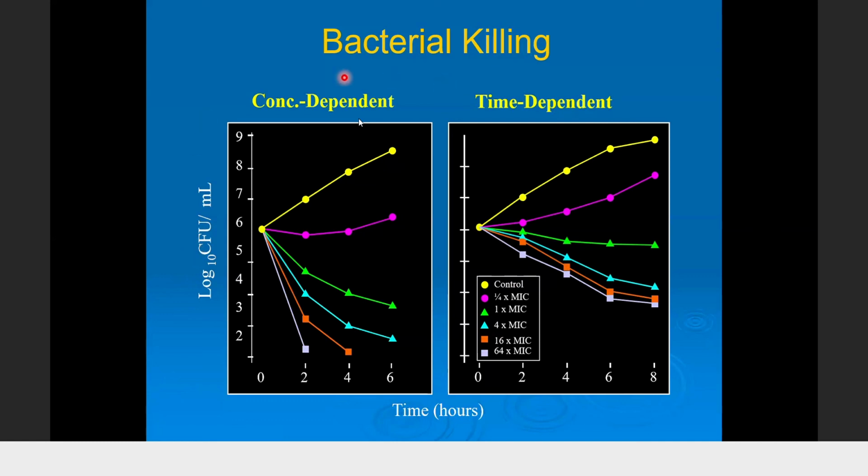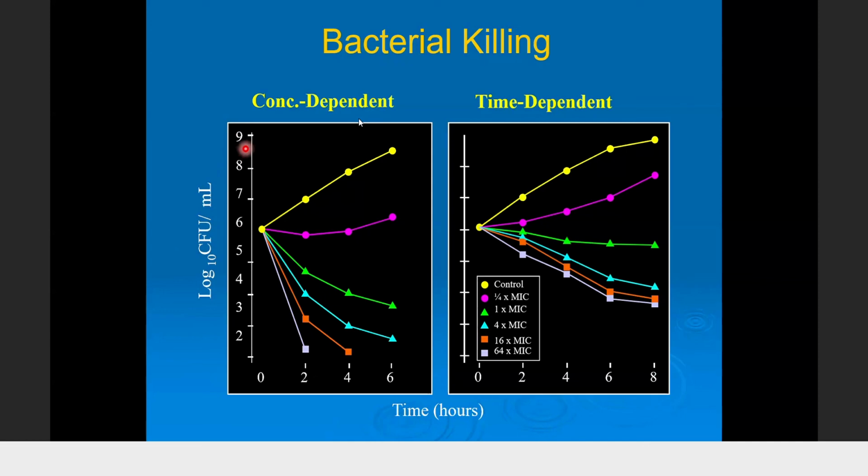Just to show bacterial killing by drugs, we have two types, concentration dependent and time dependent. This is to explain further so that you understand better. This graph is taken from research work done by my colleague, who looked at the concentration dependent and also the time dependent antibacterial agents.